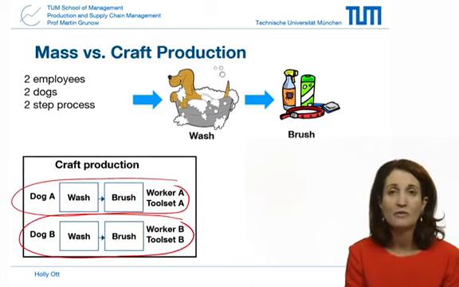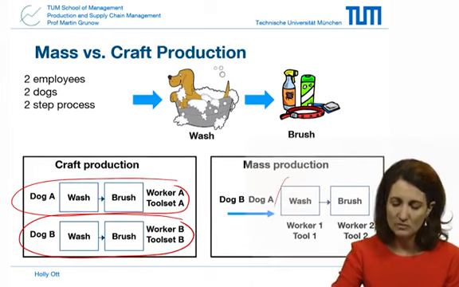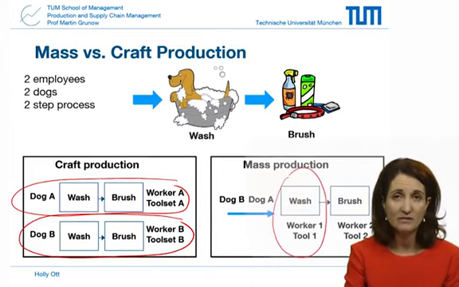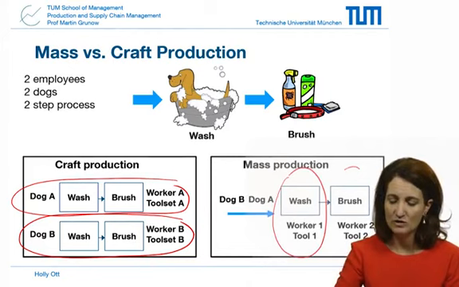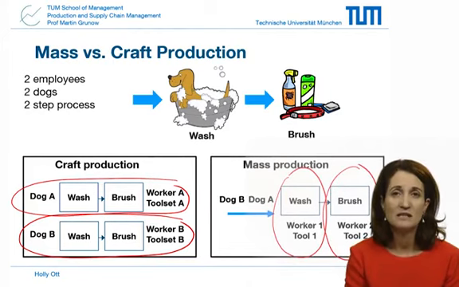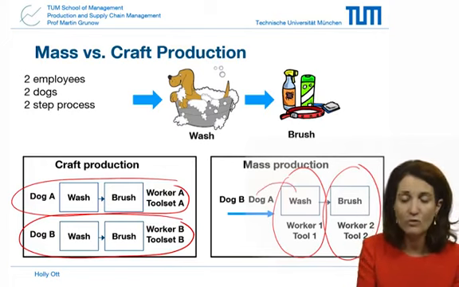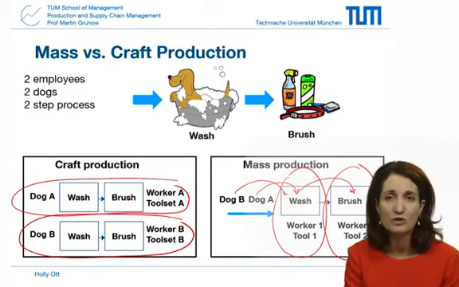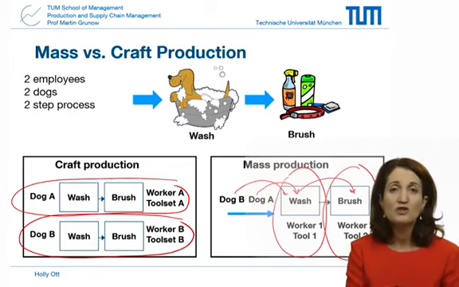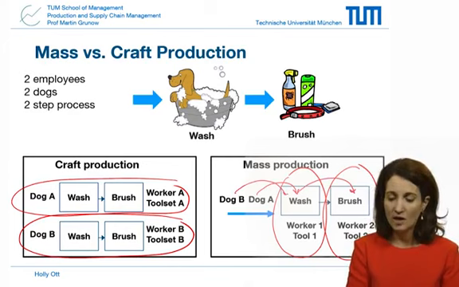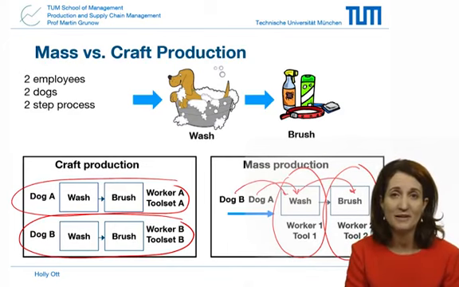Or we can operate as a mass production facility where worker 1 will specialize in the first task, for example, the washing, and the worker 2 will specialize in the grooming. And this means that dog A will move into the wash, and when worker 1 has finished washing dog A, he can start washing dog B, and dog A can move on to worker 2 for the grooming. And assuming we have a steady flow of dogs, then our operation continues smoothly throughout the day.